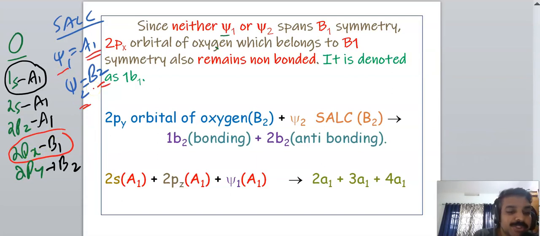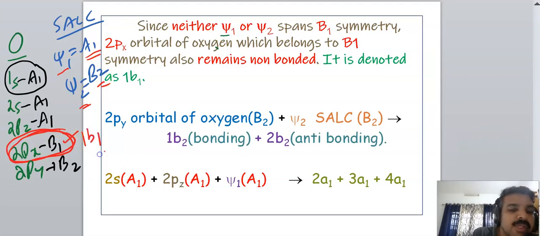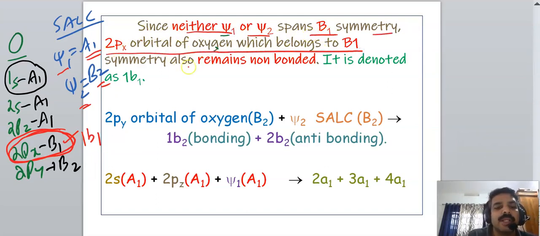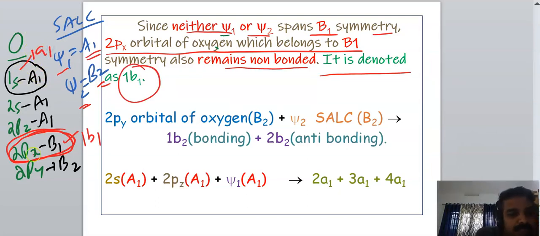Okay, can you follow me? Because the combining orbitals should have the same symmetry. That is the one important point. So the 2px orbital has B1 symmetry, but neither SALC psi1 nor psi2 belongs to B1. So this 2px becomes a non-bonding orbital, denoted as 1b1. Neither psi1 nor psi2 spans B1 symmetry, so the 2px orbital remains non-bonded. So 1s is non-bonded, denoted as 1a1, and 2px is non-bonded, denoted as 1b1.